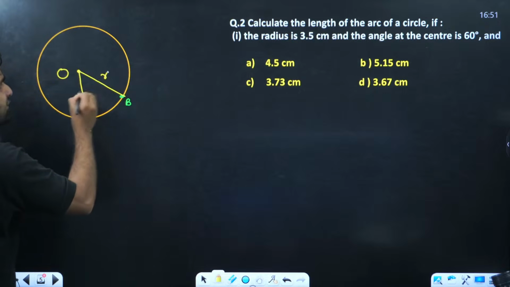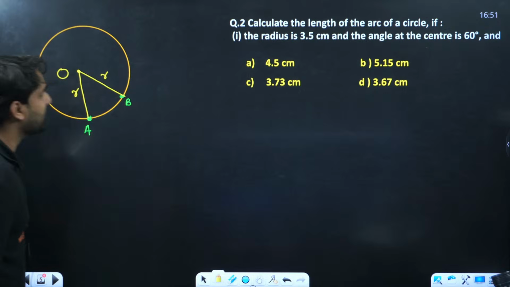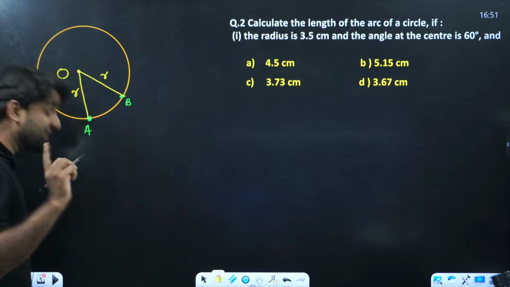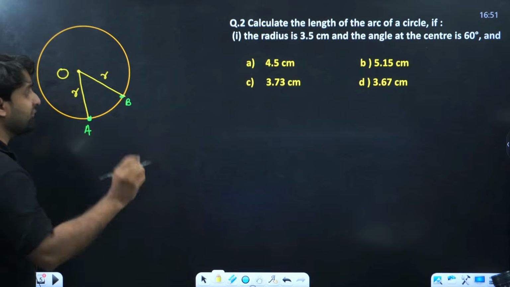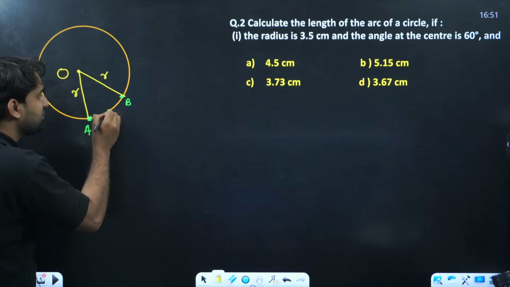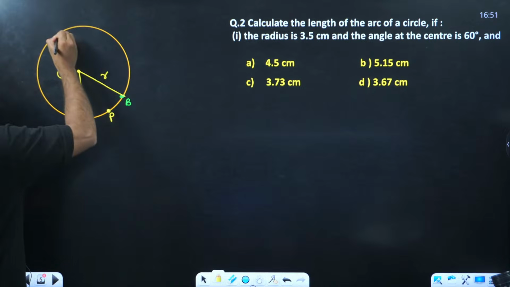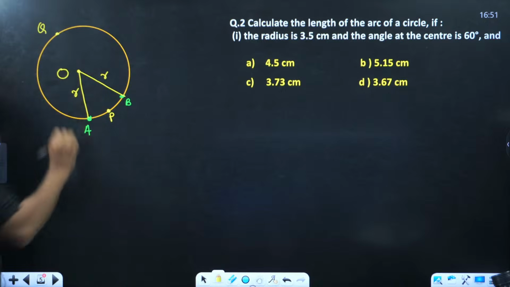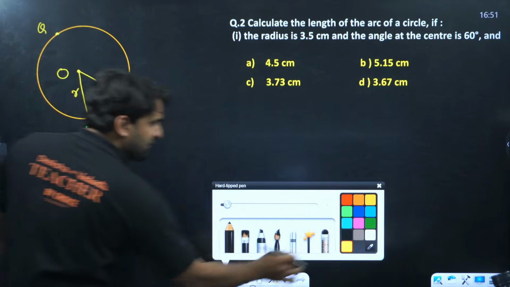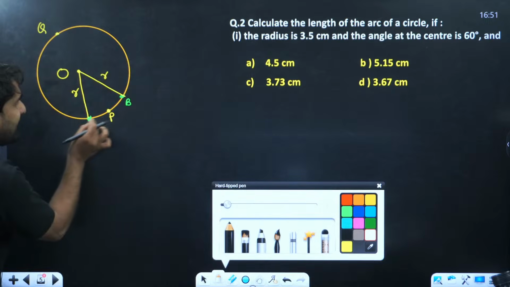Obviously both the lines will be radius, so RR will be there. My dear champions, listen everyone, listen to me carefully. Let's mark one more point here, P, and let's mark here one more point, Q. Dear lovely students, can you see this APB?